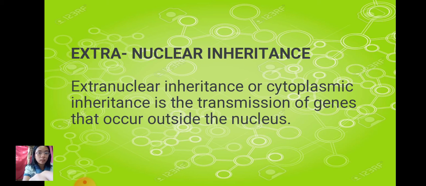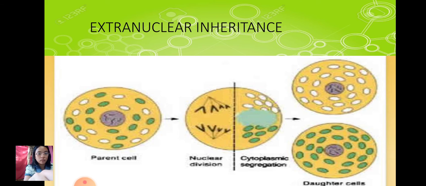Extranuclear inheritance, or cytoplasmic inheritance, is the transmission of genes that occur outside the nucleus. Certain experimental evidence suggests the occurrence of certain extranuclear genes or DNA molecules in the cytoplasm of many prokaryotic and eukaryotic cells. For example, mitochondria and chloroplasts have their own DNA and reproduce on their own inside each cell.